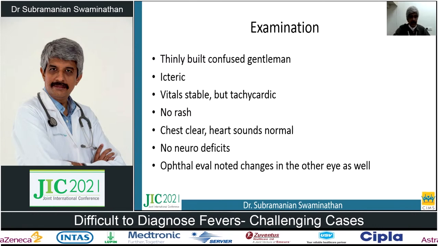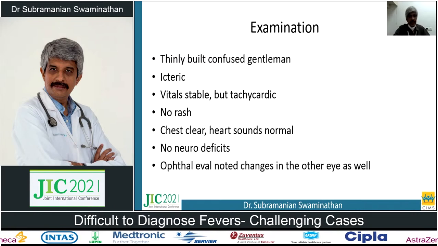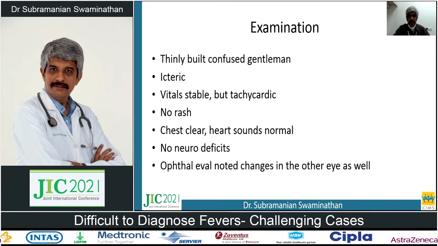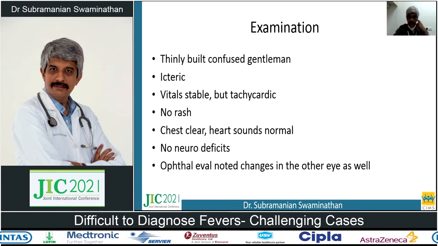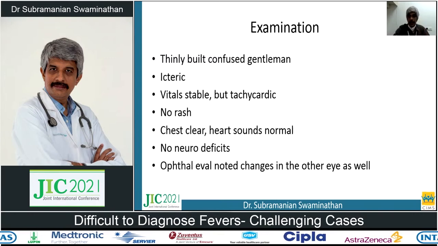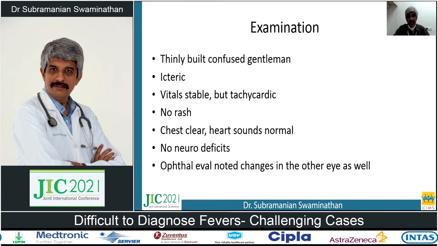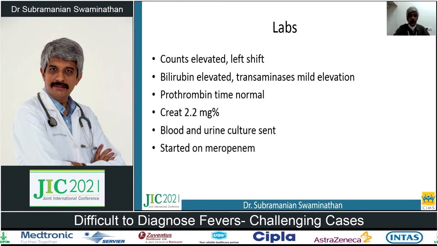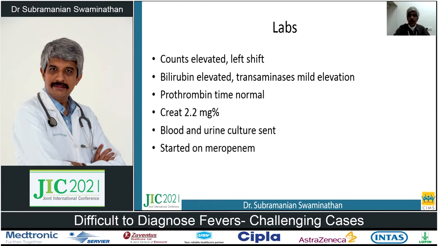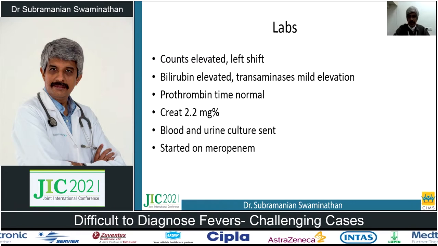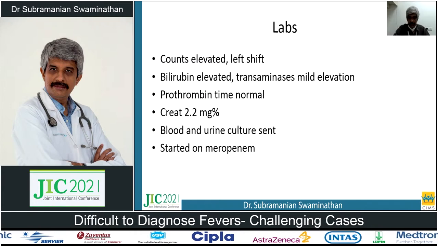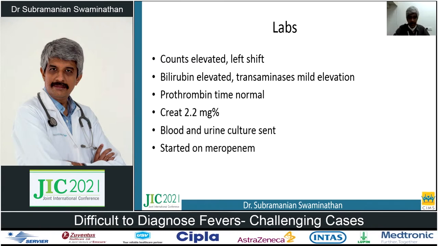He was slightly angry. The vitals were stable, but he was definitely tachycardic. There was no rash. The heart sounds seemed normal. There were no additional sounds or murmurs, no obvious neurological deficits. And we got ophthalmology to have a look at the intact eye. And they said there are changes in that eye as well. So the lab showed elevated counts with a shift to the left. The bilirubin was elevated. The transaminases showed mild elevation. Prothrombin time was normal. Creatinine was 2.2 milligram percent.